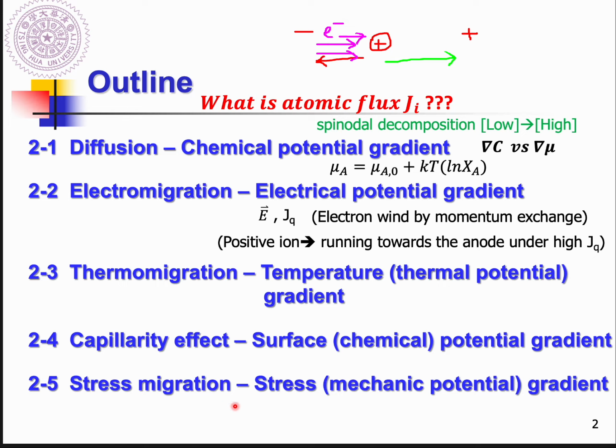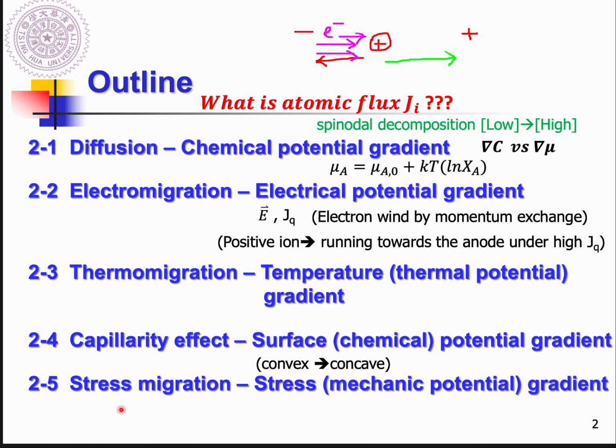As we mentioned before, in the capillarity effect part, the atoms are pushed from the convex region toward the concave region, because atoms have a higher surface potential at the convex region, so they will move to the concave region with a lower surface potential to decrease the total free energy of the system.